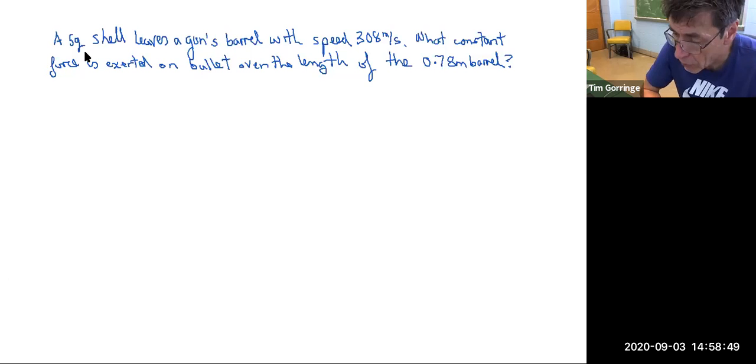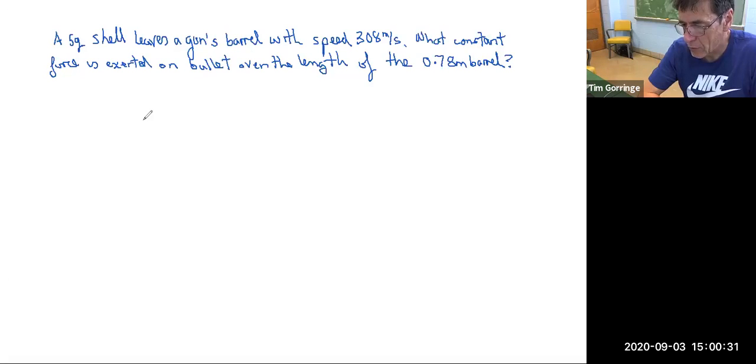And we're asked to imagine that the bullet is accelerated from rest to 308 meters per second along the length of the barrel, 0.78 meters, by a constant force. Now, I'm sure a bullet fired from a gun isn't accelerated along the length of the barrel at constant force, but we're going to approximate it that way. And we're going to figure out what that constant, or average, force is.